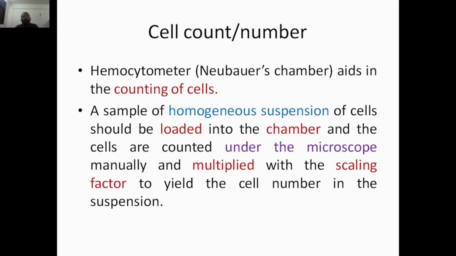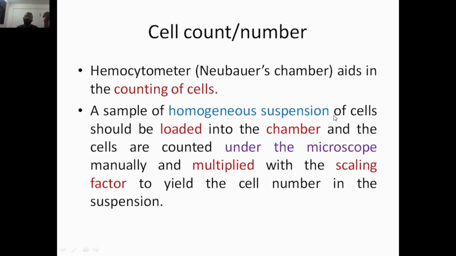So next we have cell count or cell number. We can count the cells with respect to instruments. Usually we use a hemocytometer. The hemocytometer is also called a Neubauer chamber. It aids in the counting of the cells. I guess most biotechnology departments will have a hemocytometer, where we usually count the colonies or the cells or something like that.